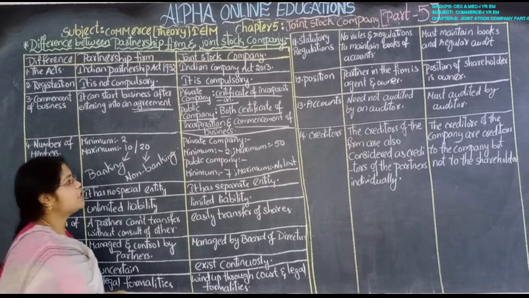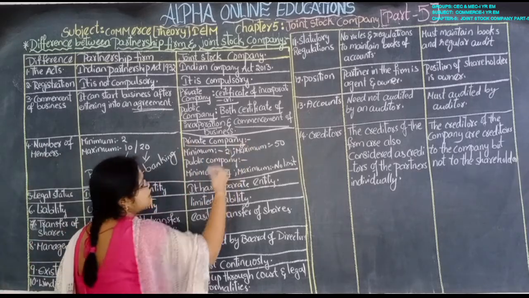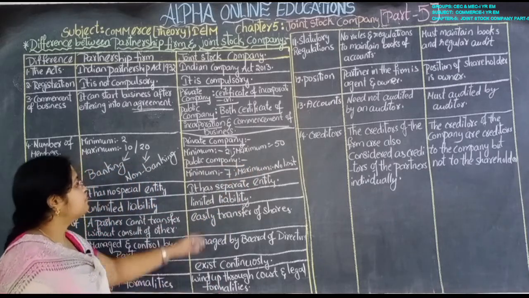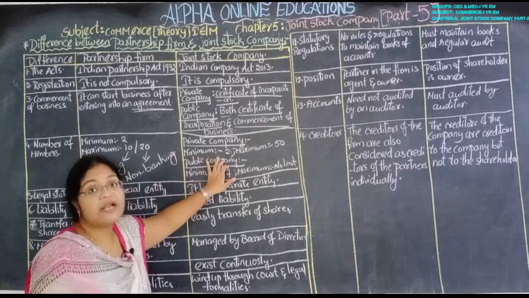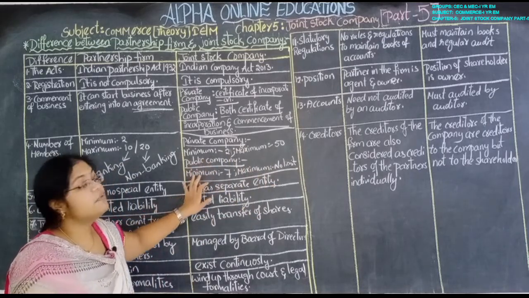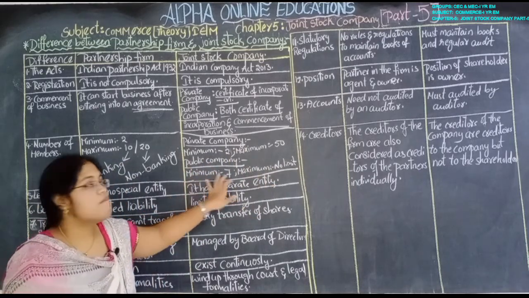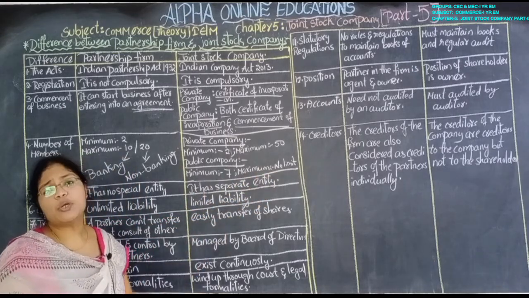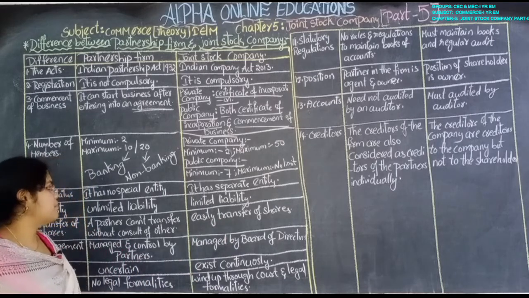Whereas here, again we have two types of companies, private company and public company. In the private company, minimum 2 members are required and maximum 50 members. In a public company, minimum 7 members are required and the maximum is unlimited. There is no limit at all for the maximum, right?